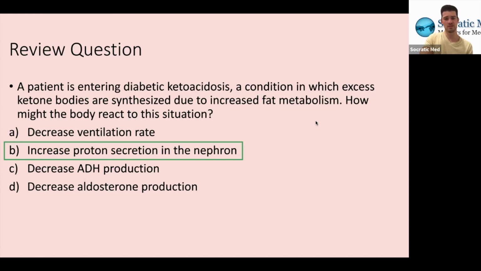So increased proton secretion, B, is the correct answer. Because, like we talked about on the slide before, this proton secretion would mean that protons are being emptied into the collecting duct and into the distal convoluted tubule, and they're being sent out of the body. So remember, secretion is when the surrounding tissue puts stuff in order to get rid of it from the body. So we're secreting protons, which means we're getting rid of what's making the body so acidic.